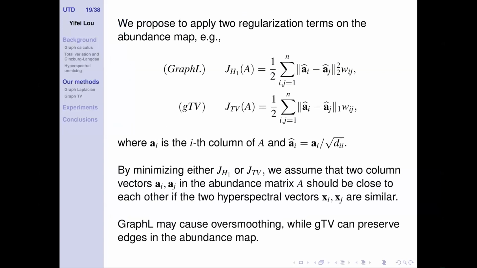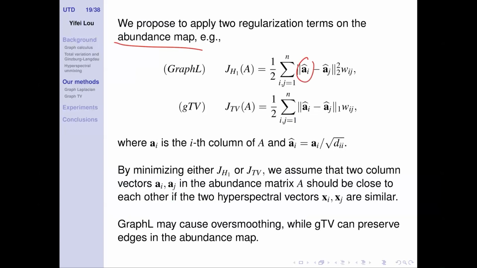So here is the regularization I mentioned. We use the graph Laplacian and the graph H1 seminorm interchangeably, because if you take the derivative of the H1 seminorm, we get the graph Laplacian. Oh, by the way, we apply regularization only on the abundance. We don't do anything regarding the mixing matrix S. And also, we do not apply it directly on the abundance matrix. We apply it on A hat. What is A hat? A hat is A normalized by the degree.